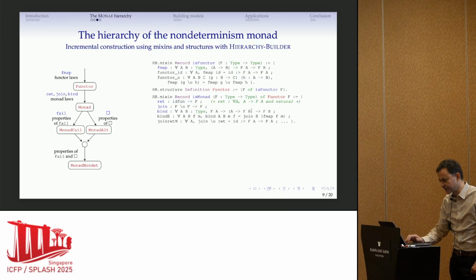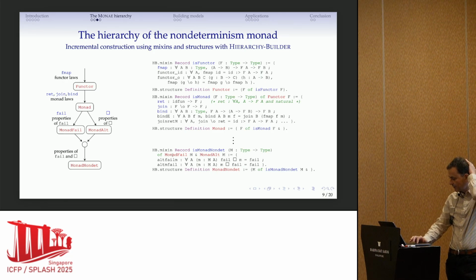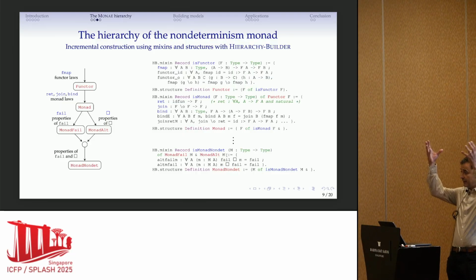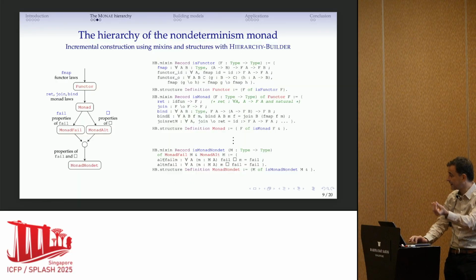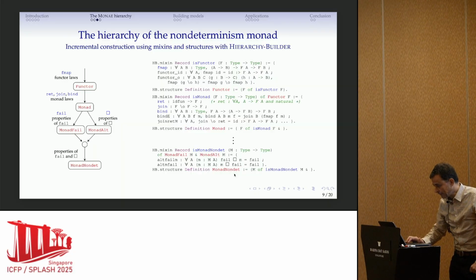Then we go on to defining monad fail, monad alt. And when you want to define the monad nondet, it's defined as inheriting from both monad fail and monad alt. And the other reason why you want to have these joint nodes is that you might want to add more laws. You're not adding a new operation, but you're adding laws here.